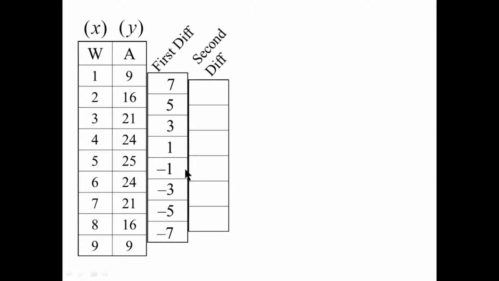And we see that they are not constant. If the first differences were constant, then the relation would be linear. But they're not constant, so let's take a look at the second differences. 5 subtract 7, negative 2. 3 subtract 5, you subtract upwards. So 3 subtract 5, negative 2. 1 subtract 3, negative 2, and so on. Negative 1, subtract 1, subtracting upwards, negative 2, and they're all negative 2.